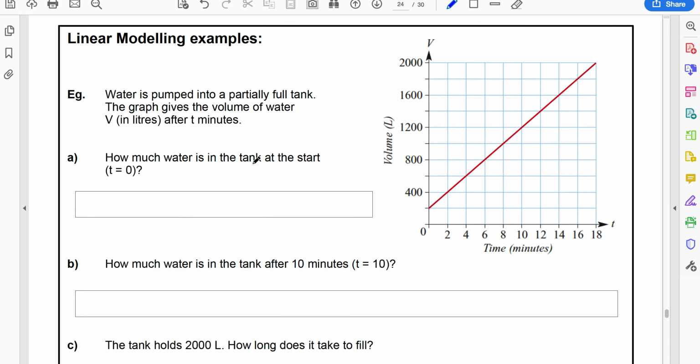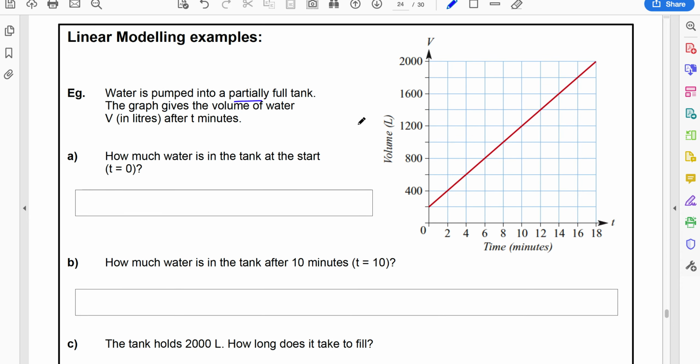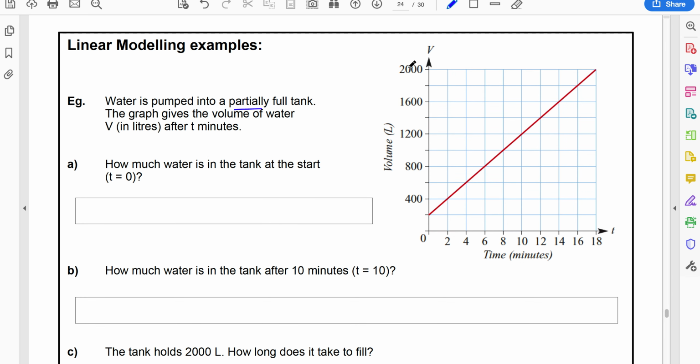Moving on to the second example over the page, you'll see that this one is, we've got a graph given to us again. This one's to do with water being pumped into a partially full tank, so it's not starting from 0. So if you have a look here, we've got volume of the water that's in that tank, and we've got time along the bottom there. So our first question, how much water is in the tank at the start?